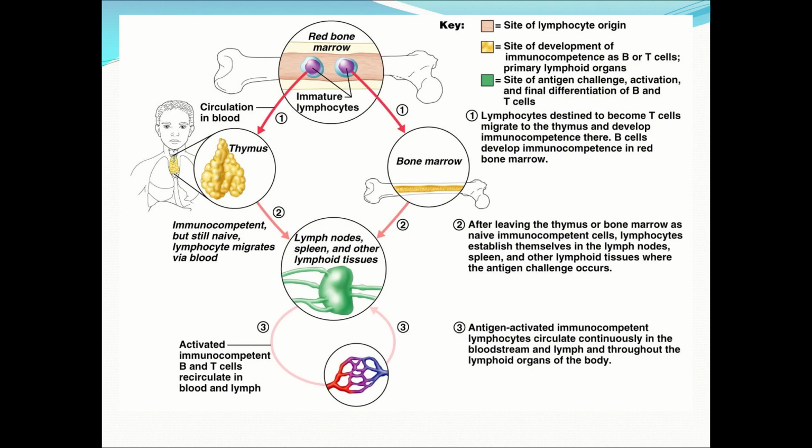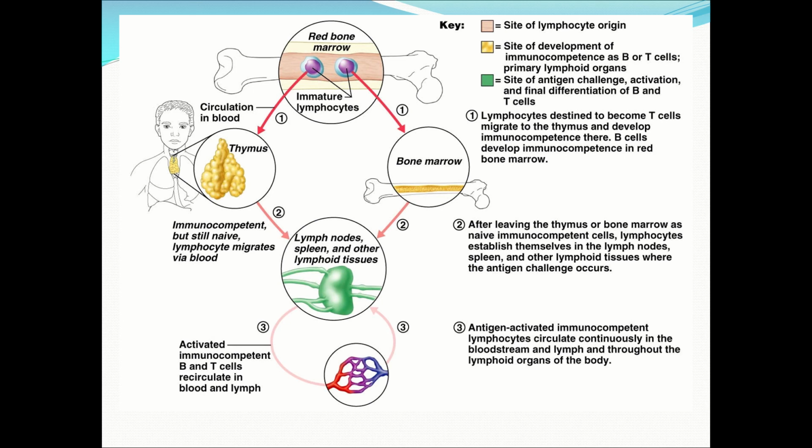This shows lymphocyte activation. The pink is the site of lymphocyte origin, which will be in the red bone marrow. And the yellow is the site of the development of immunocompetence in B or T cells, which are the primary lymphoid organs, and then the green is the site of the antigen challenge, activation, and final differentiation of B and T cells. So in step 1, lymphocytes destined to become T cells migrate to the thymus and develop immunocompetence there. B cells develop immunocompetence in the red bone marrow.